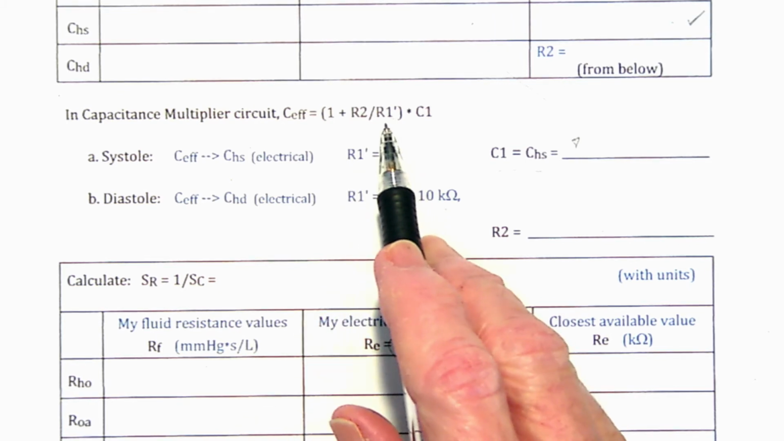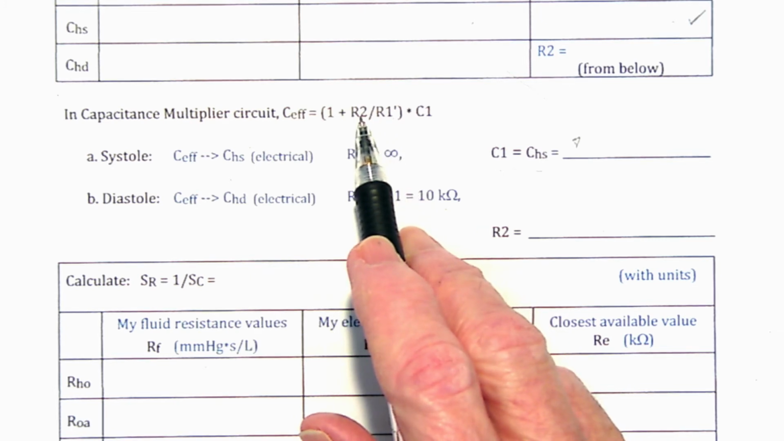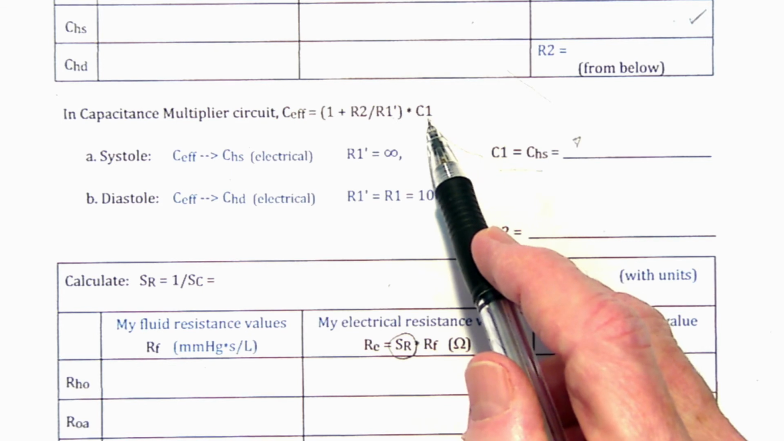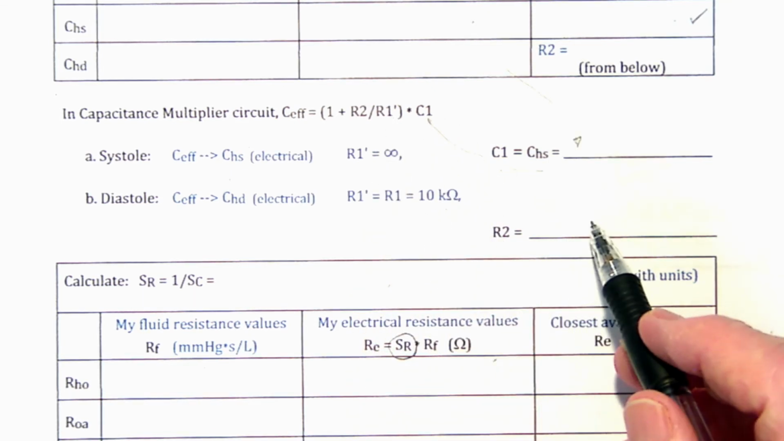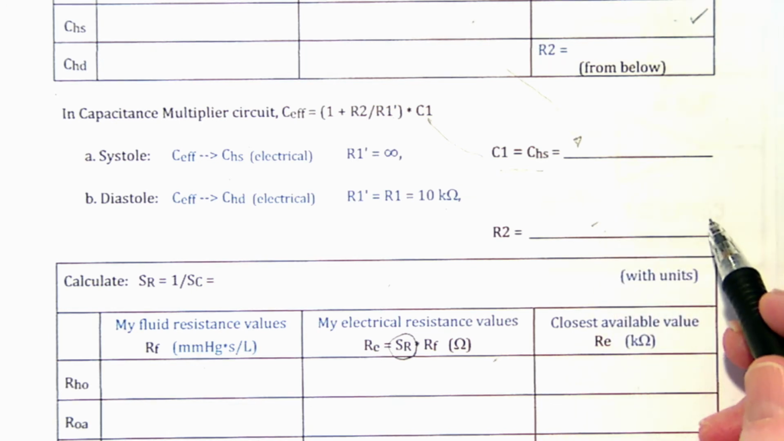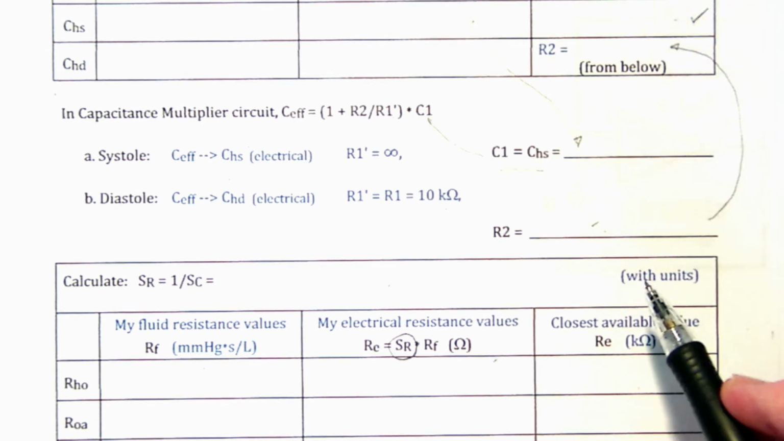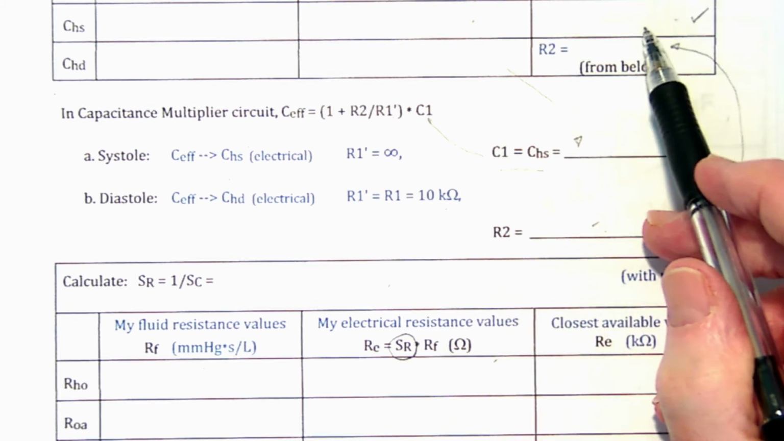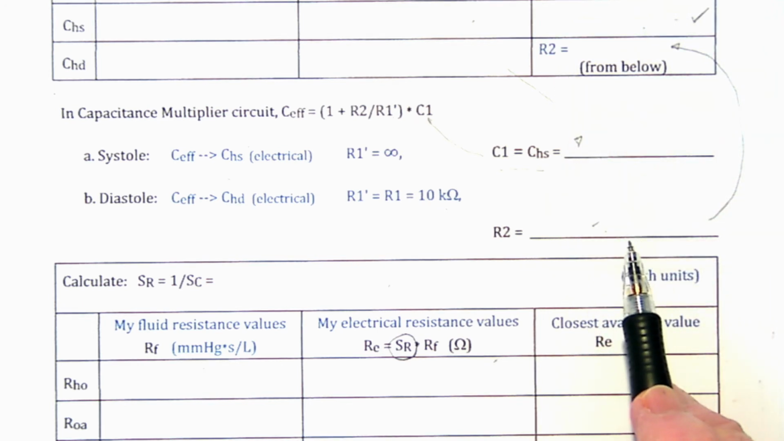So put 10 kiloohms in for R1 primed and solve for R2, knowing that C1 was just found a second ago from systole. Solve for R2 and put the R2 value right here, and then find the closest available value and enter that in there. And now that we've found a value for C1 and a value for R2, we can put those values into the simulation, which we will do next.